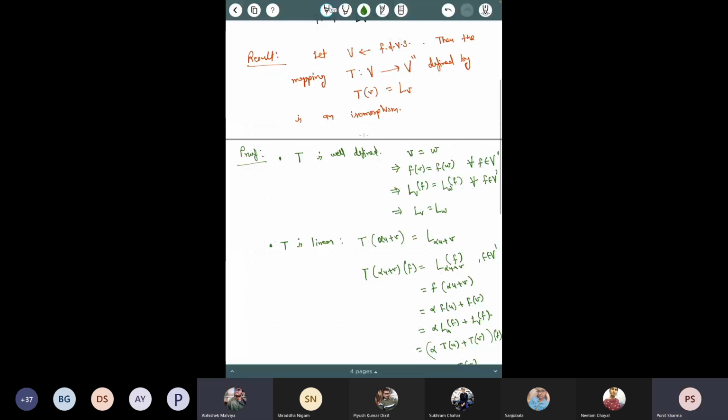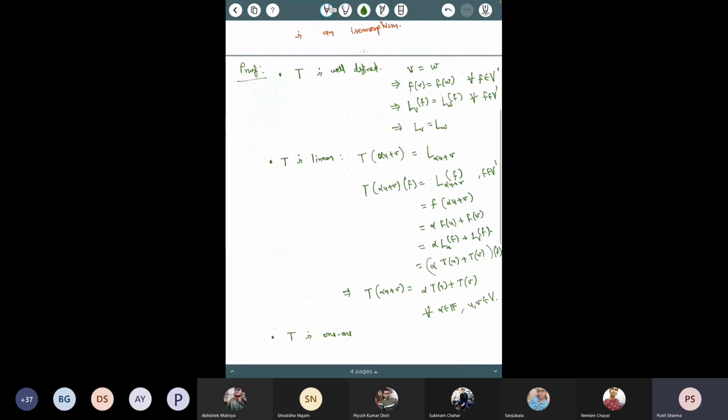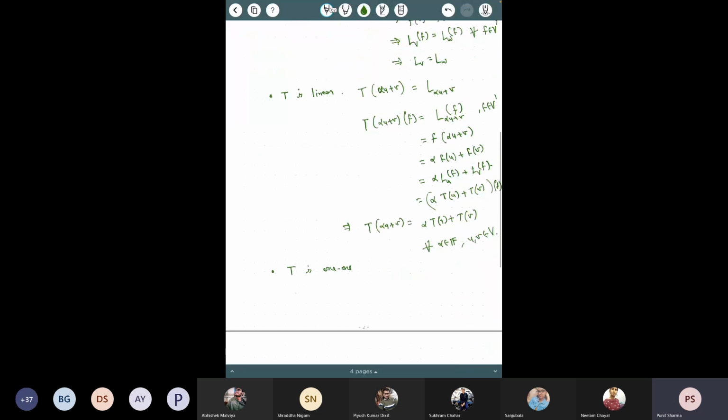The dimension of v dash is also n, because v dash is all linear functionals from v to f. Now the dimension of v dash is n, so you use the same logic for v double dash, which is the dual of v dash. v dash is of dimension n, so by the same logic, v double dash is also of dimension n. So now let us check whether T is 1-1 or not.